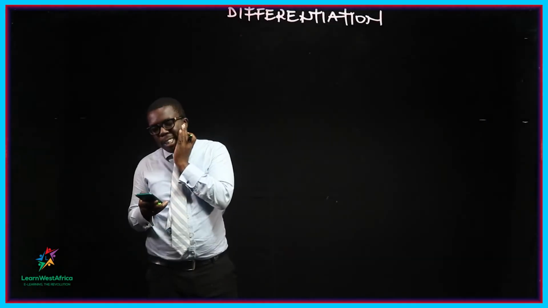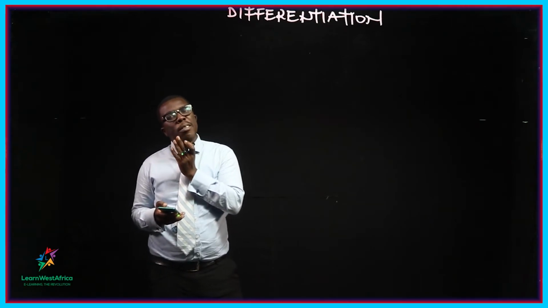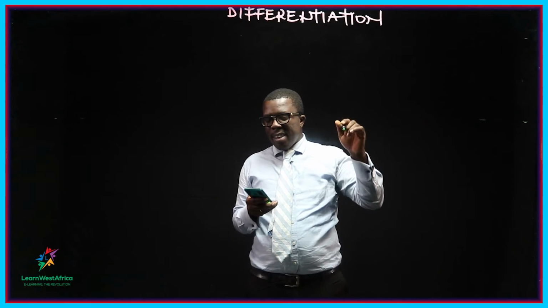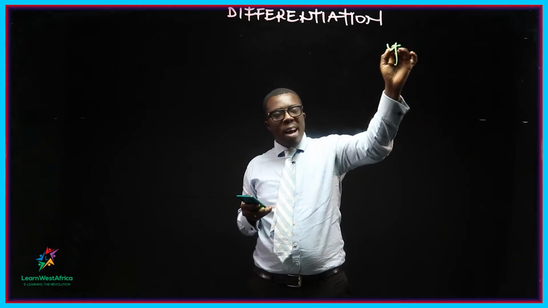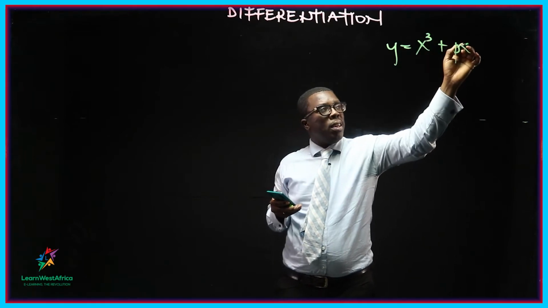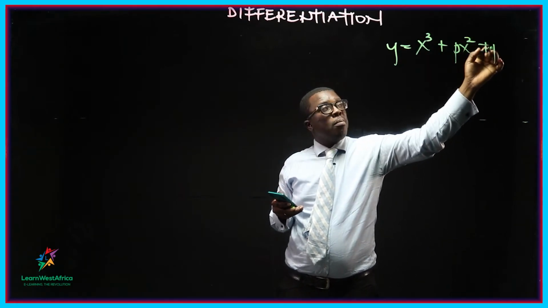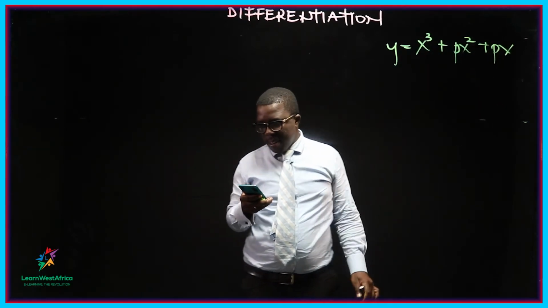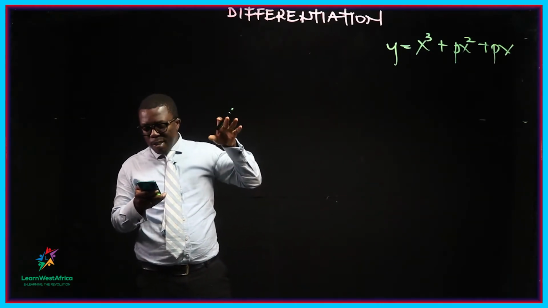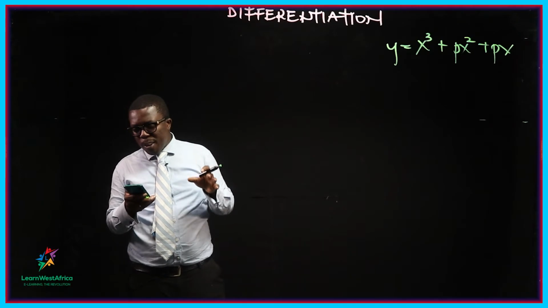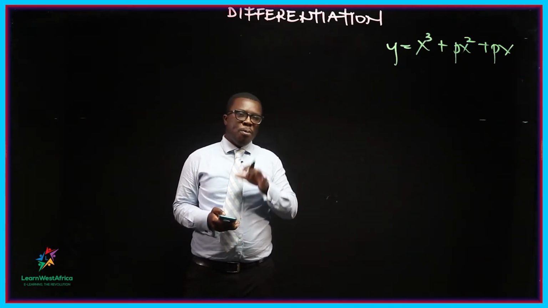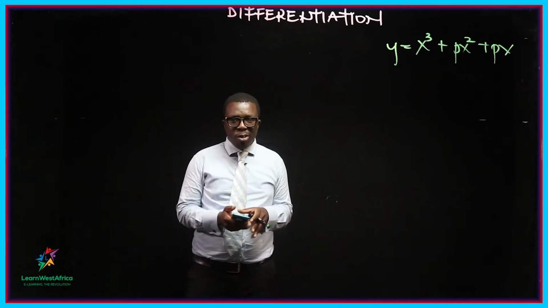Okay, so now let's look at the third part. The third part, we were given a preamble there. The preamble was that the equation y is equal to x cubed plus px squared plus px. So there's another curve there. The question is saying we should find the set of values of p for which this curve has no stationary point.